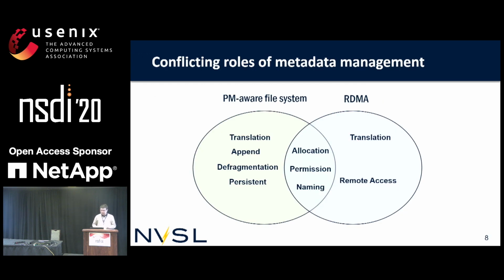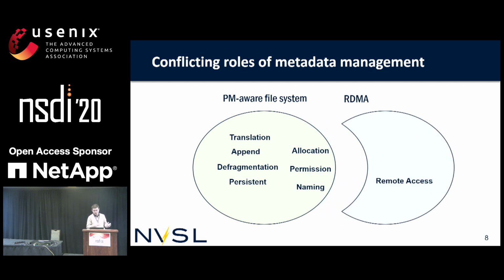So the fundamental issue here is that both the persistent memory file system and RDMA are controlling the metadata management. The translation is fundamentally conflicting between the two parts: one wants to be static, while the other wants to be dynamic. And other roles, such as allocation, permission, and naming, are redundant and overlapping between the two components. So what we want is to let the file system handle most of the tasks while letting the RDMA NIC focus on remote access and be less stateful.